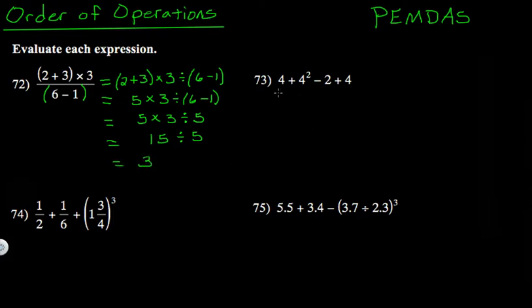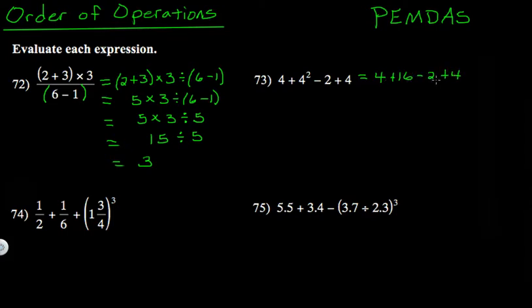Okay, number 73, PEMDAS, parentheses, there are none. Exponents, but there is an exponent. So we're going to do that first. So this is going to be 4 plus 4 squared. Remember, 4 squared is not 4 times 2, but it's 4 times 4. So this is 4 squared, which is 16, minus 2, plus 4.